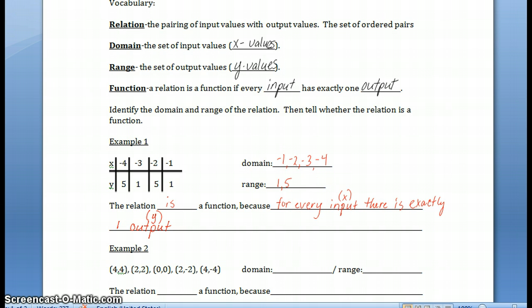Okay, now going over this, the domain in numerical order is -1, -2, -3, -4. The range is 1 and 5. We do not write 2 1s and 2 5s. We only write the number one time. The relation is a function because for every input x, there is exactly one output y. The vertical line test would show you this, but you can also see that there are no repeats of numbers in the x or the input column.